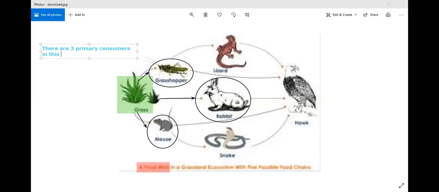There are 3 primary consumers in this food web. In a food chain, I have 1 primary consumer. When you have 2 or more, we say that this is a food web and not a food chain. Okay?